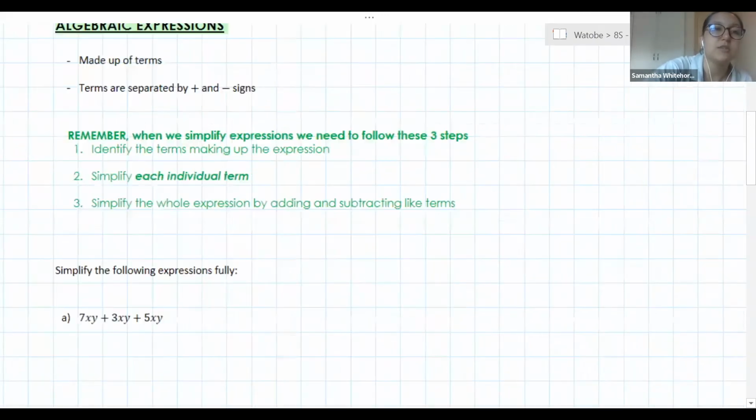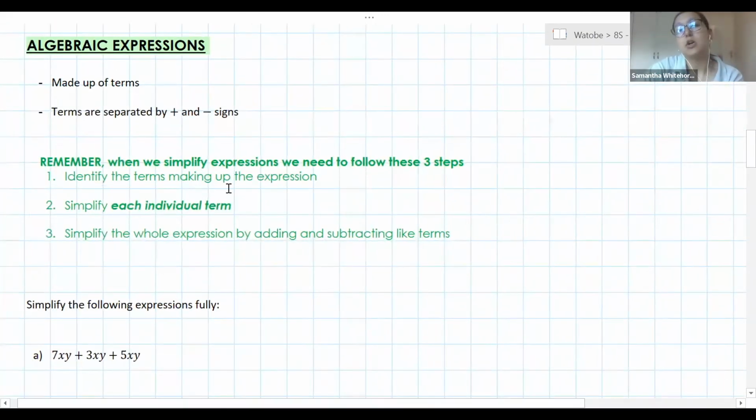We're going to start by chatting about algebraic expressions. Again, we've spoken about all of these things before. If you want to go and get these videos, remember we did this course at the beginning of term 3. So all of the videos for algebraic expressions and equations are on Watobe's website, so you can get them there if you want the full course.